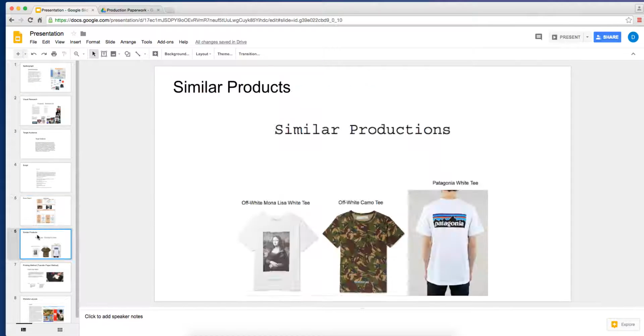Okay, the next thing was picking out 3 similar products. I decided to go with 3 really simple t-shirts. This really helped me get an idea of what I should be aiming for, since these 3 products are quite popular and sell out quite quickly.